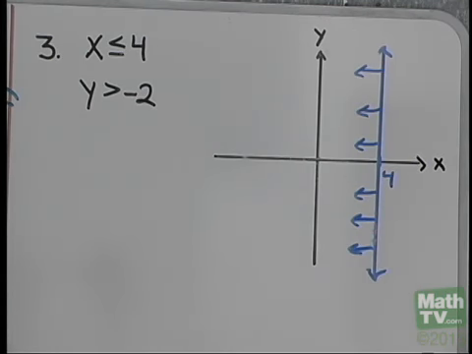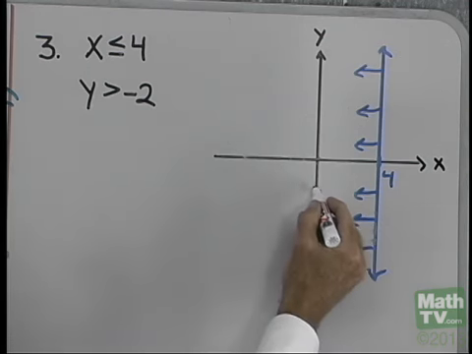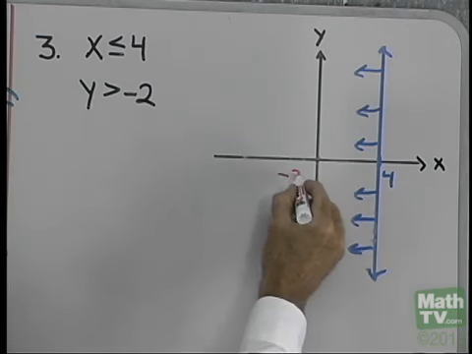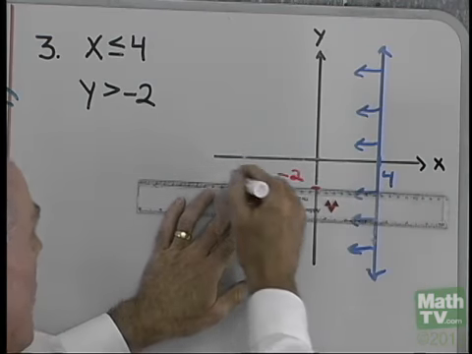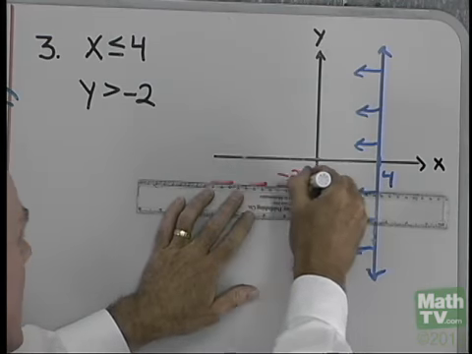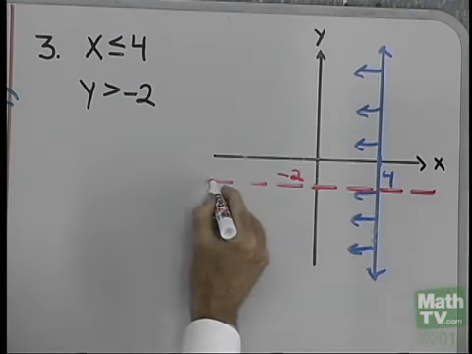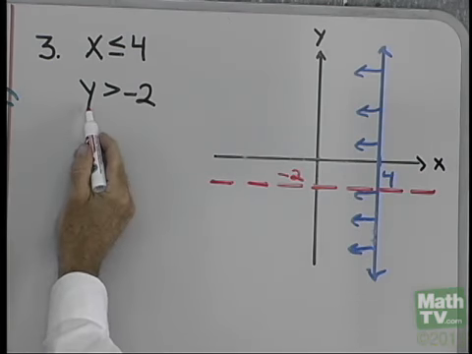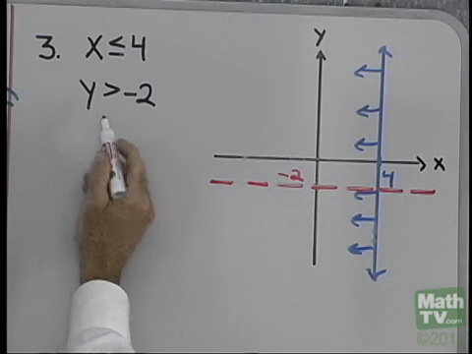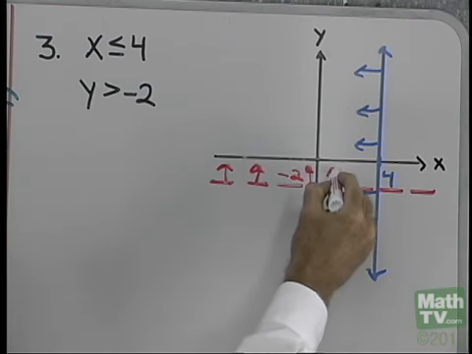My second inequality is y is greater than negative 2. So I'll just go down here to negative 2 on the y-axis. I'm going to draw in a horizontal line using a broken line because my inequality symbol is strictly greater than. So here's my nice broken line. And I want all the ordered pairs x, y where the y coordinate is greater than negative 2. That'll be everything up above this broken line.